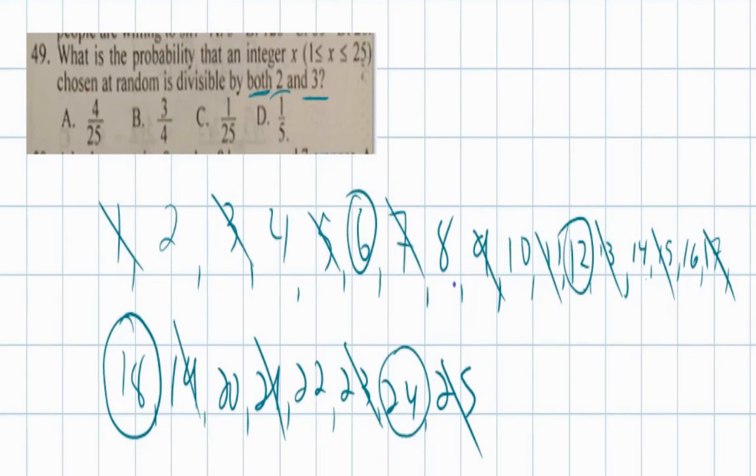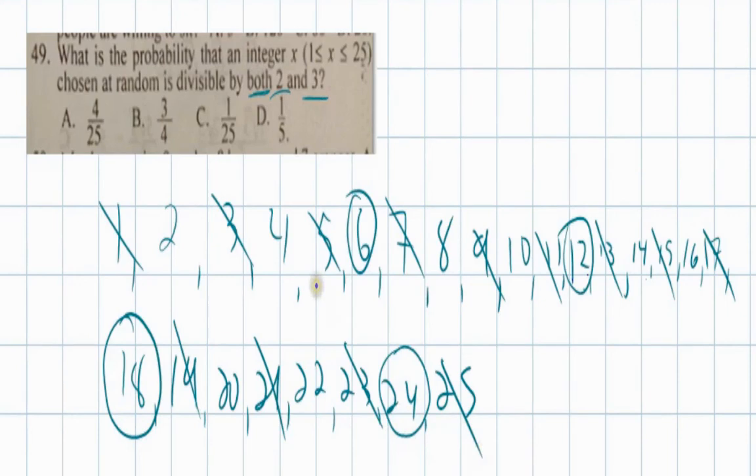So for instance, 6 is a multiple of 3, so that's easy to do. 12 might be easy to do in your head, but also notice 1 plus 2 is 3, which is a multiple of 3. With 18, 1 plus 8 is 9, that's a multiple of 3. 2 plus 4 is 6, that's a multiple of 3.